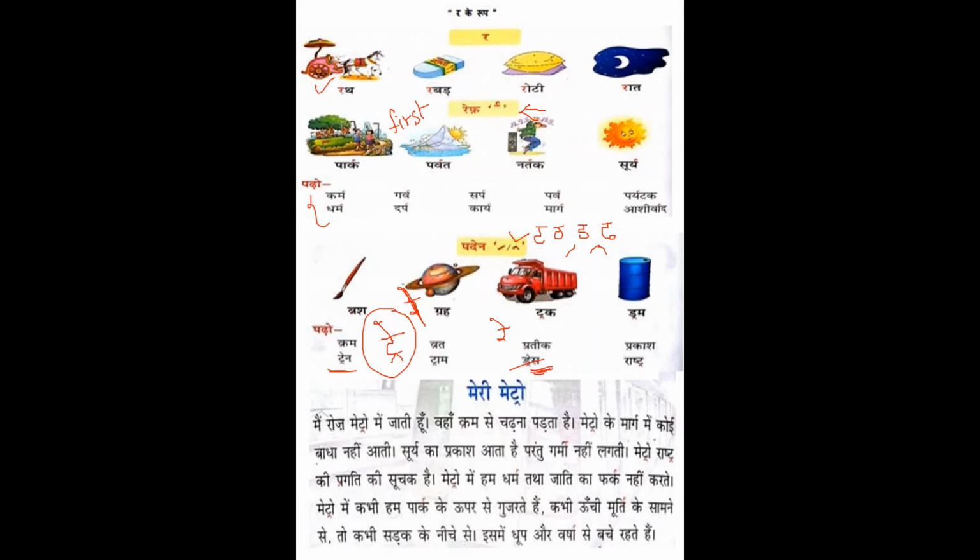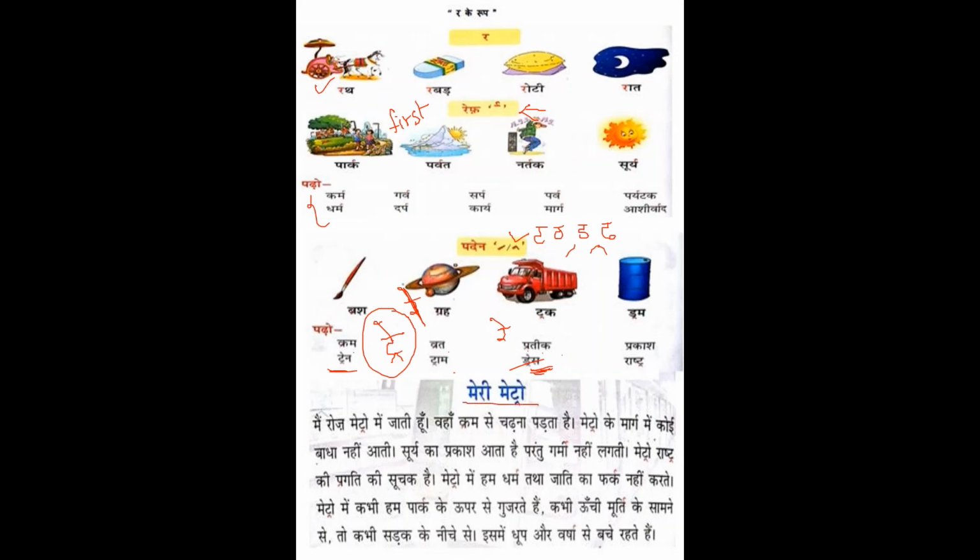Kram. Vrit. Pratik. Prakash. Train. Tram. Dress. Rashtra. Okay. Mary, metro.